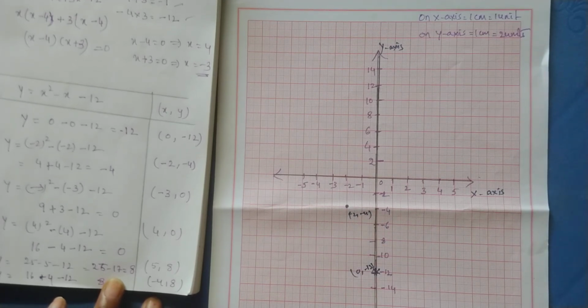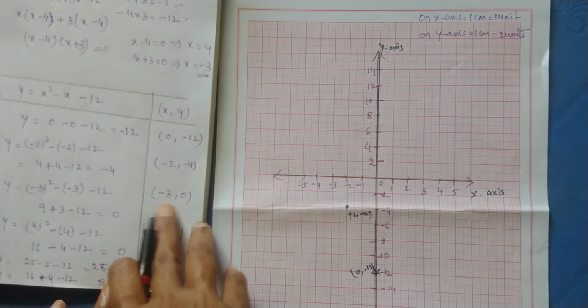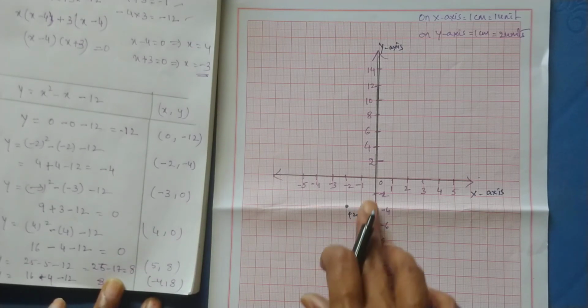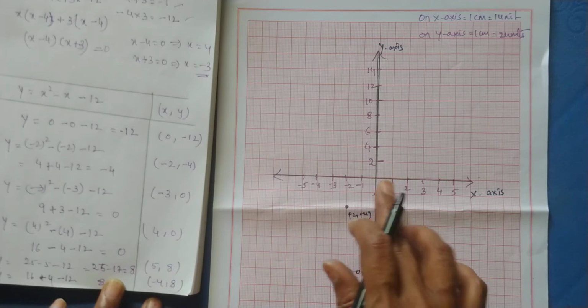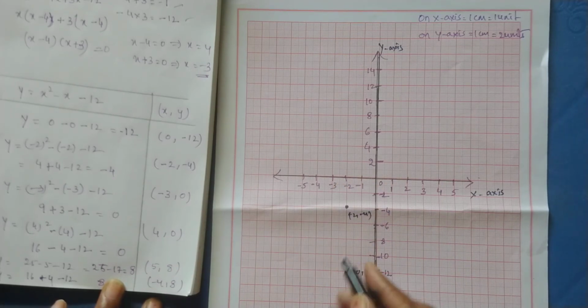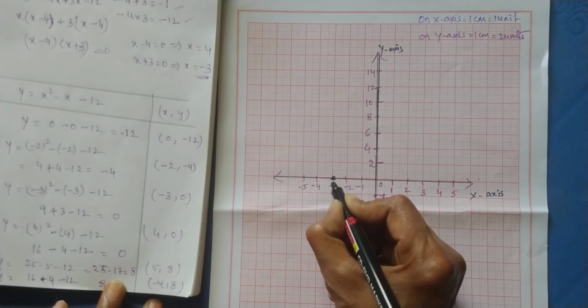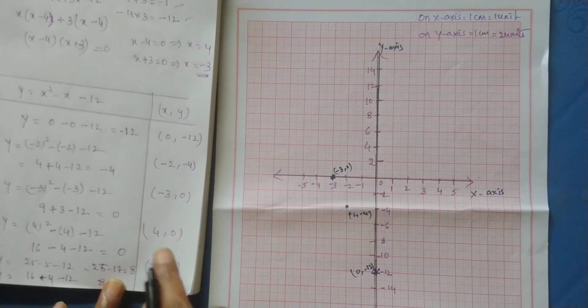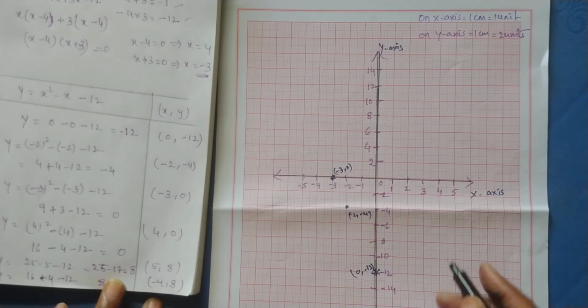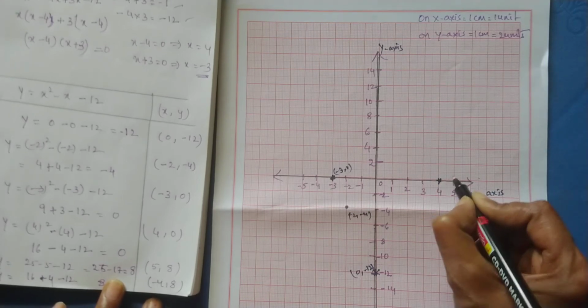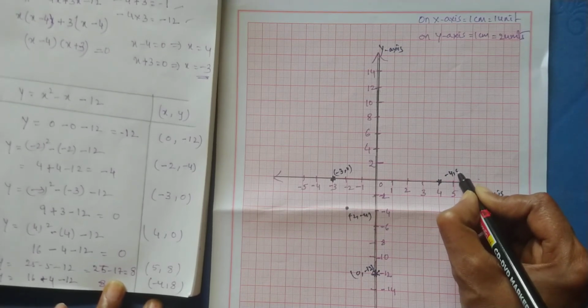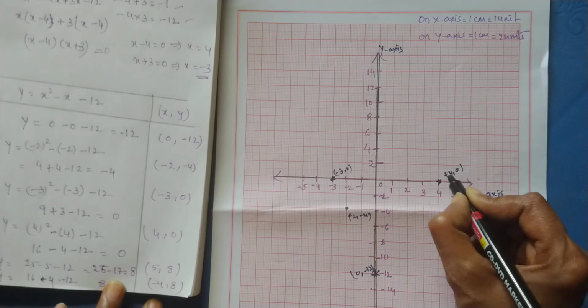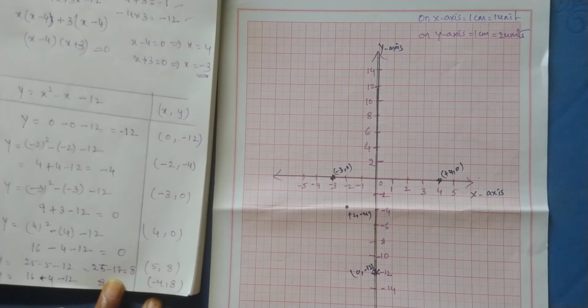Next, 3, 0 and -3, 0. X is -3 and y is 0. On the x-axis y is always 0, that's why this is the point. So -3, 0. Yes. Then 4, 0. X is 4, y value is 0. So plus 4, 0.